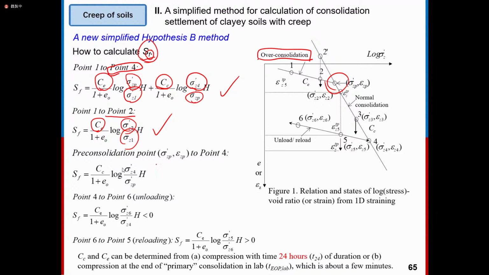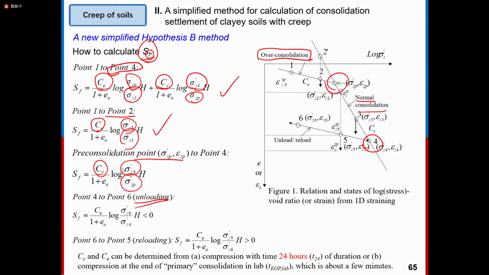And for the pre-consolidation point, from point 1, the pre-consolidation point, to point 4, both of them are located on the NCL, normal consolidation line, so we only use CC, right? The initial stress state again, okay?